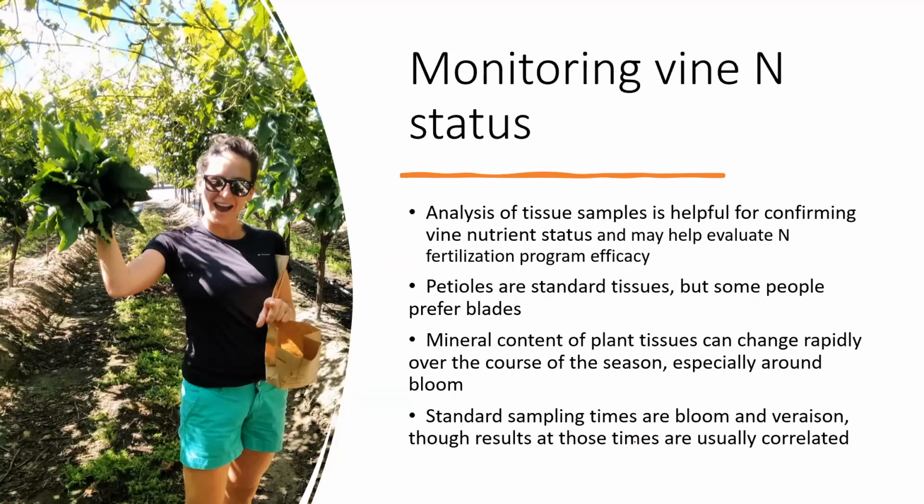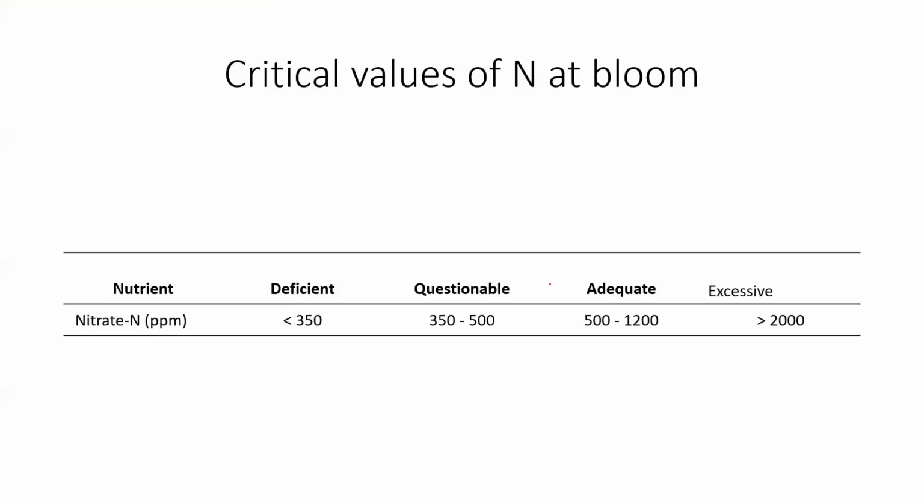And so those standard sampling times are bloom and veraison, but those results are usually correlated. So if you look at the results from bloom and compare them to veraison, you often see a good correlation. Still, it's helpful to choose samples at both those times, because if you take a bloom sample and it indicates that you need to fertilize, you have another opportunity to fertilize and then compare your N status at veraison.